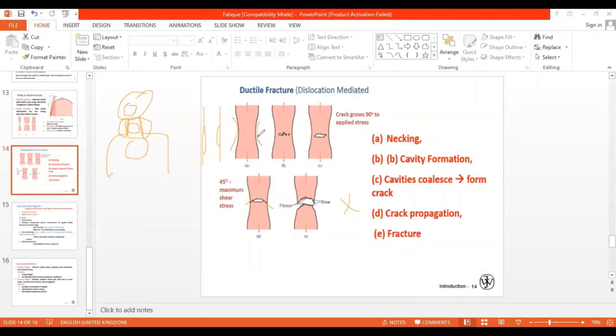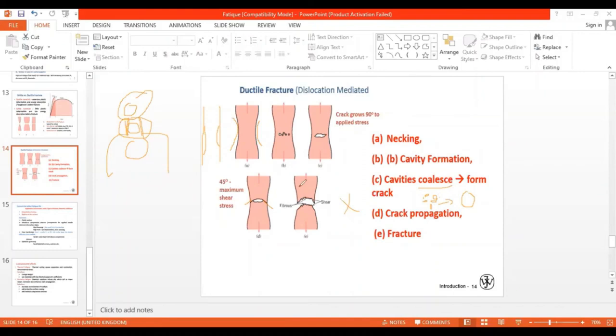Then B, cavity formation, right? So these small holes, cavity formation. Now the cavity has started to form. Then cavities coalesce to form a crack. So this word coalesce means they join together to form a big cavity. This is applicable for cavities also. The word coalesce means joining together to form a big cluster, right? It need not only be cavities. Small particles getting together and becoming a big particle is also coalescence, right? So the word coalesce means small particles gather together to form a big particle. So these small cavities gathered to form a big cavity. So cavities coalesce.